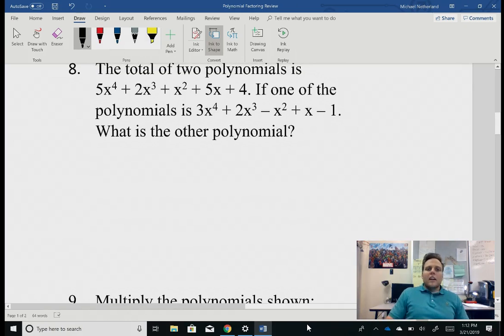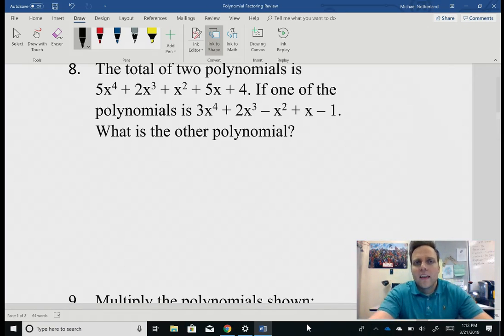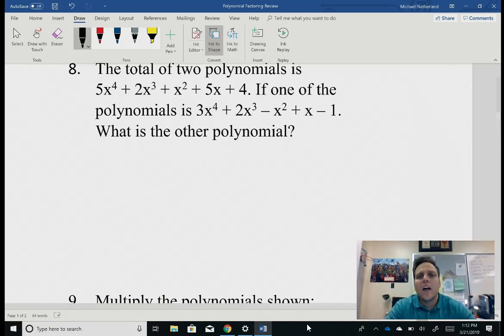Okay, number 8. The total of two polynomials is that long polynomial. If one of the polynomials is that long polynomial, what is the other polynomial?